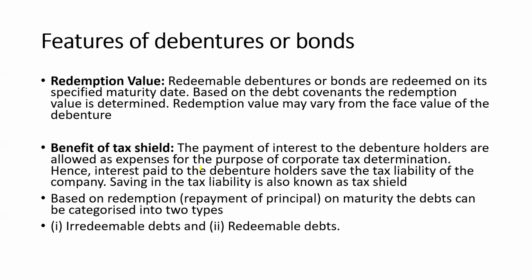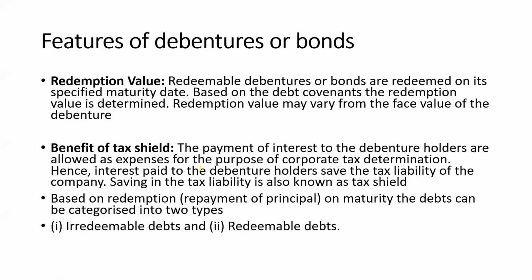Redeemable debentures or bonds are redeemed on the specified maturity date. Based on the debt covenant, the redemption value is determined. Redemption value may vary from the face value of the debenture. So whenever we talk about redemption value, it basically means that after a certain defined period, the bond or debt instrument will mature in the market, and the price at which it matures is called the redemption value. It may or may not be equal to face value.